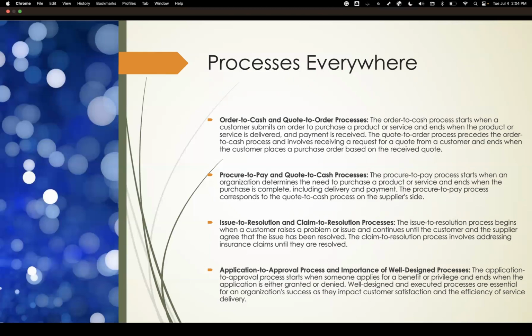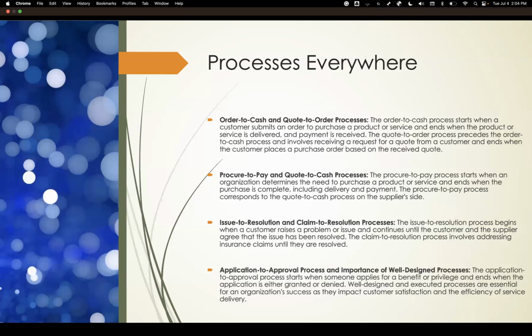Issue to resolution and claim to resolution processes. The issue to resolution process begins when a customer raises a problem or issue and continues until the customer and the supplier agree that the issue has been resolved. The claim to resolution process involves addressing insurance claims until they are resolved.